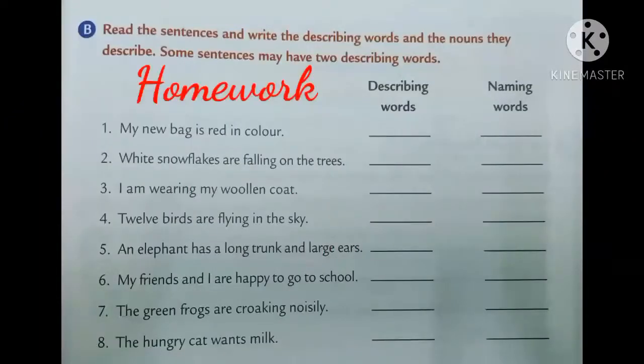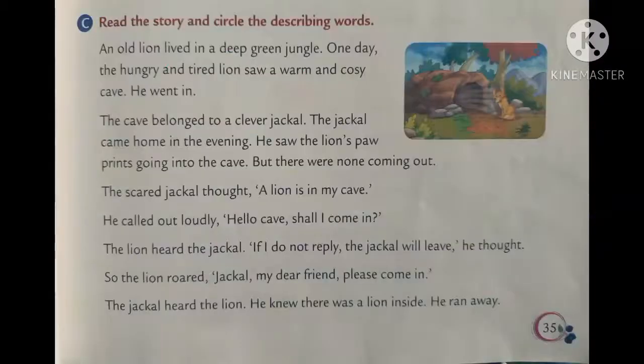So children, like this you have to do the rest of the questions on your own. So this is the homework given to you. Now children, let's start exercise C. Read the story and circle the describing words. So children, you have to read the story and circle the describing words. Okay children, so this is the homework given to you. You should do it on your own.